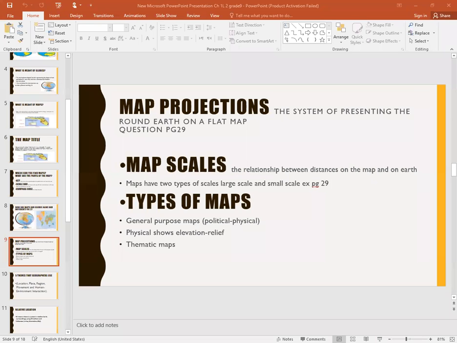Also, we have different types of maps. We don't just have one type of map. We have different kinds of maps. But before we go on to the types of maps, I need to ask you two questions. The first one: what map feature could help you know information on the map?